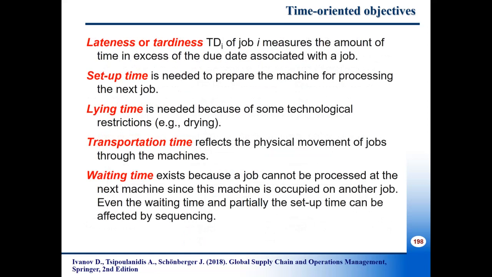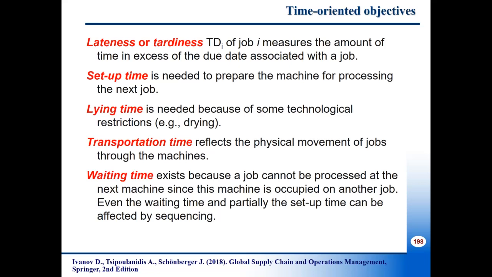The objective of the scheduling problem is to minimize lateness or tardiness (TD_i) of a job i. Job lateness or tardiness measures the amount of time in excess of the due date associated with the job's work-in-process inventory and capacity utilization. The scheduling problem consists of several decision variables as follows.